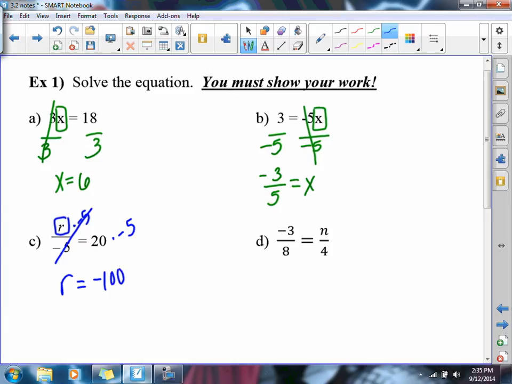Again, we can double check our work. Negative 100 divided by negative 5: 100 divided by 5 is 20, and a negative divided by a negative is a positive. So negative 100 divided by negative 5 is a positive 20.